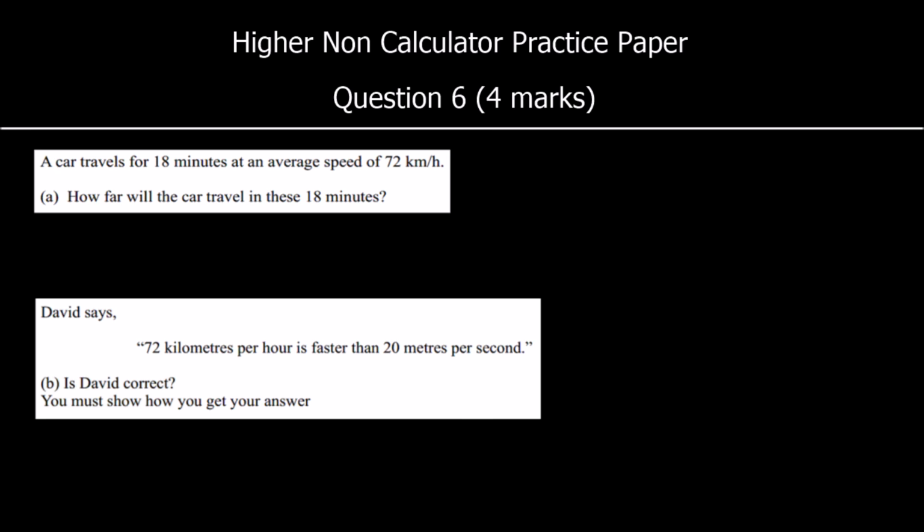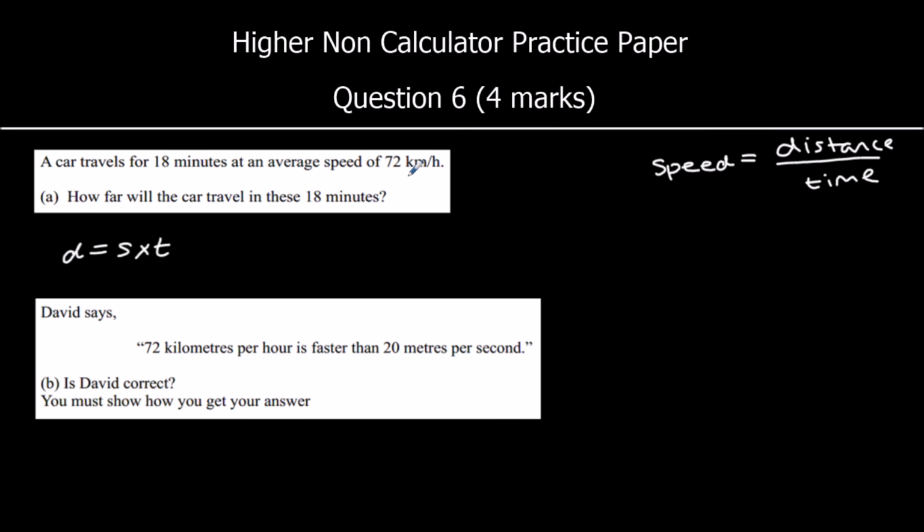Question 6. A car travels for 18 minutes at an average speed of 72 kilometers per hour. How far will the car travel in these 18 minutes? So you need to remember the formula. Speed is equal to distance divided by time. And if we need to work out the distance, how far it will travel, we need to times both sides by time, and we'll get distance is equal to speed times time.